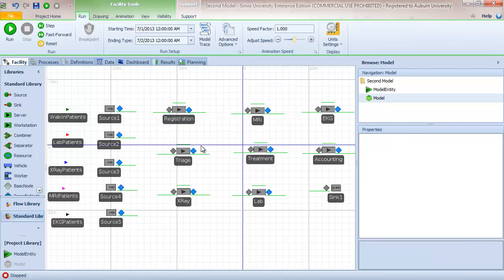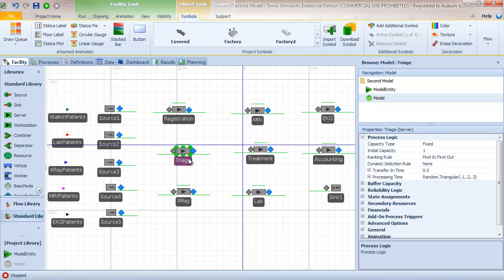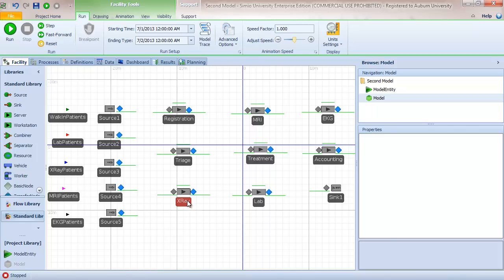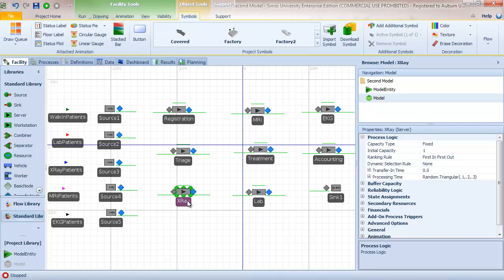The triage server has capacity 1, and the nominal time is 5 minutes, so capacity 1, and we'll make this one 3, 5, 7. Again, symmetric triangular so that we get the mean we're expecting. The X-ray has capacity 1 and 10 minutes. So capacity 1, and let's do 8, 10, 12 minutes.